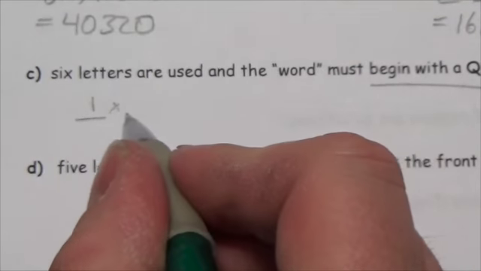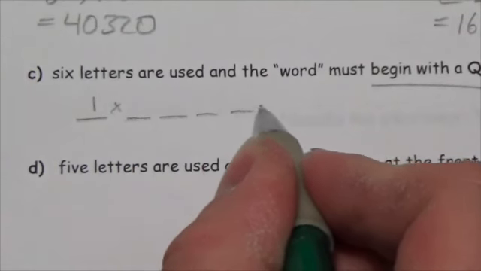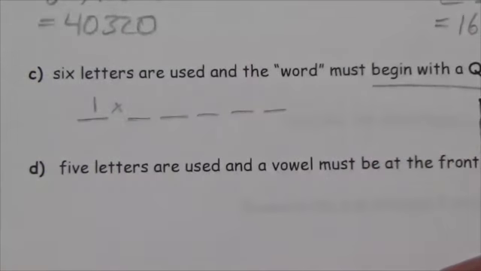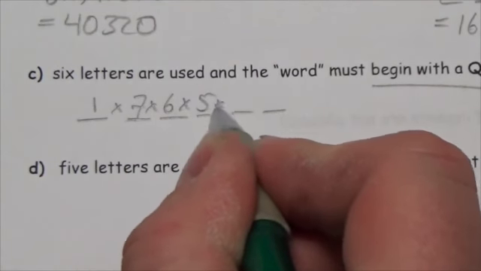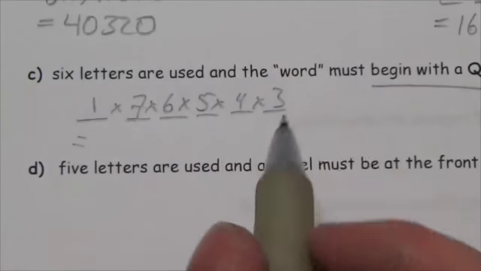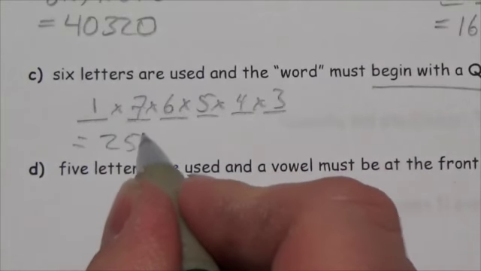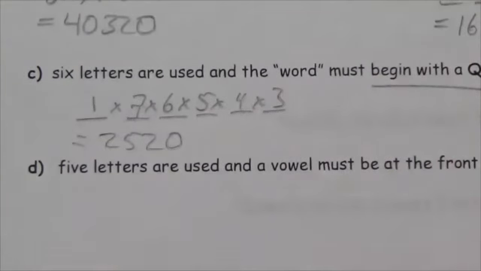Now, beyond that, we've got 5 other letters to throw in there. So 1, 2, 3, 4, 5. How many choices do we have for that second one? Well, 7. And then 6, and then 5, and then 4, and then 3. And when we multiply that all together, we're going to get 2,520 different ways that we can accomplish this goal, starting with Q.